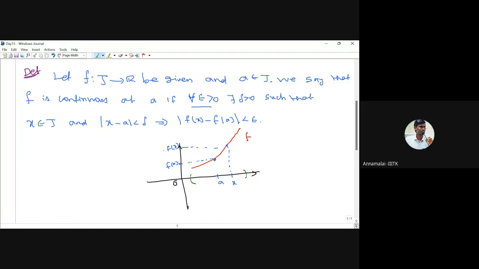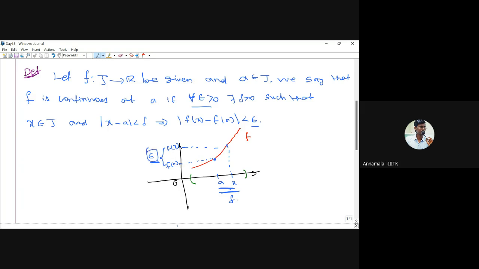That means we need the distance between these two points to be less than epsilon. So according to that, we have to choose the distance between these two. Epsilon is fixed. Suppose you want the distance between f of A and f of x less than epsilon. What delta can you choose such that the distance between x and A is less than delta and this happens? That is geometrically what we mean by f is continuous. This delta depends on this epsilon, because epsilon is fixed.